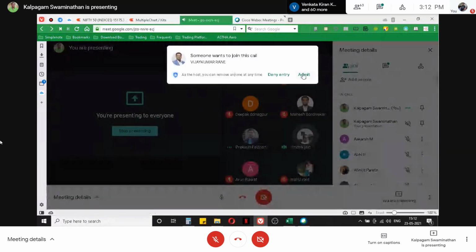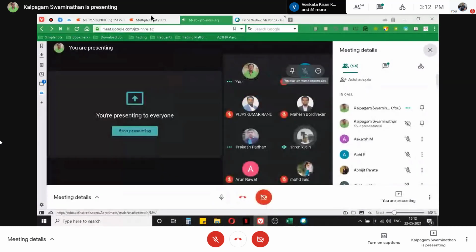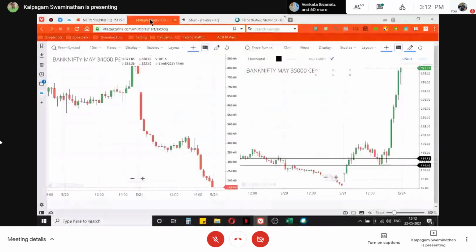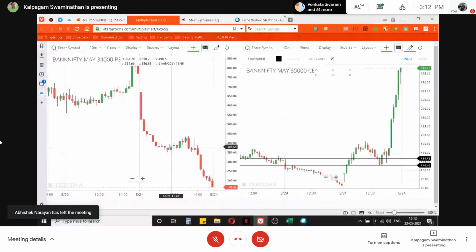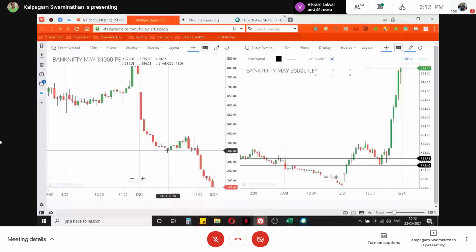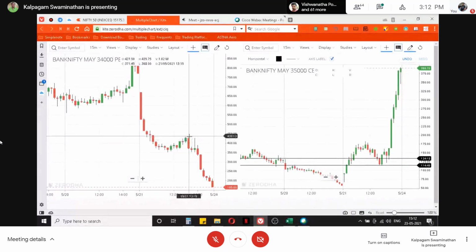Sir, on the PE side, can you please show the chart? We had an entry on, I think, that red candle. Correct, you had an entry above that red candle high, at the high of 375. If you were not quick enough to exit, and you waited for the price to move higher, then suddenly it fell down very drastically, and you would have had a stop loss hit on the next candle.